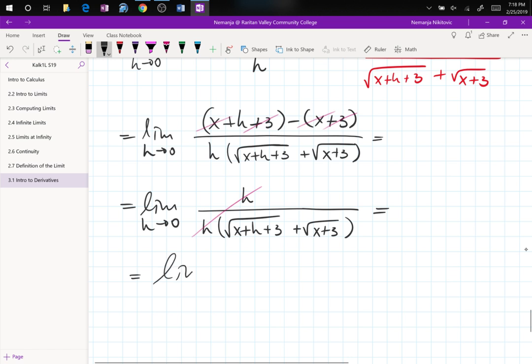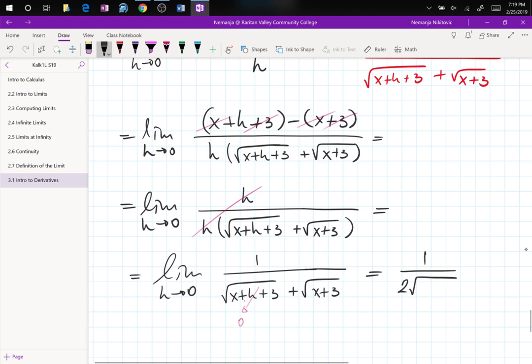I get the limit as h goes to 0 of 1 over square root of x plus h plus 3 plus square root of x plus 3. Now, h is the one that goes to 0. Everything else stays the same, but this is now 2 of the same that are added. So, 1 over 2 square root of x plus 3. And that's your derivative.